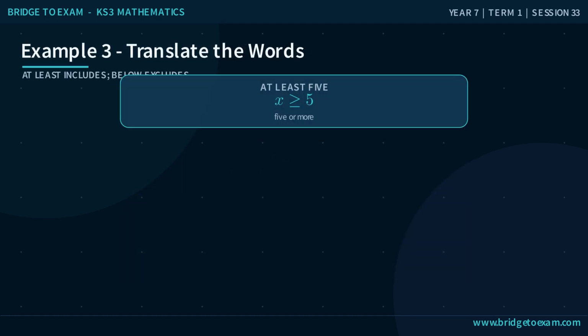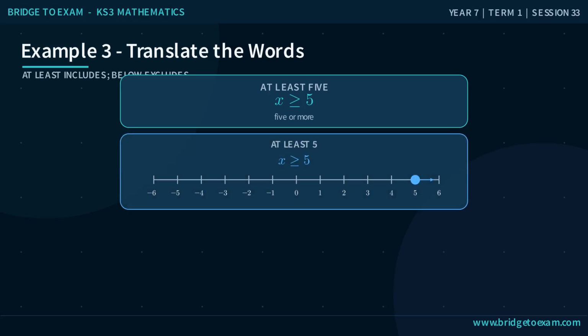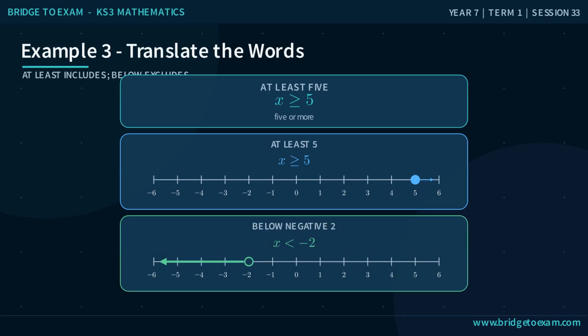Translate 2 phrases. At least 5 means 5 or more. At least 5 becomes x greater than or equal to 5, a filled circle with an arrow right. Below -2 becomes x less than -2, an open circle with an arrow left.